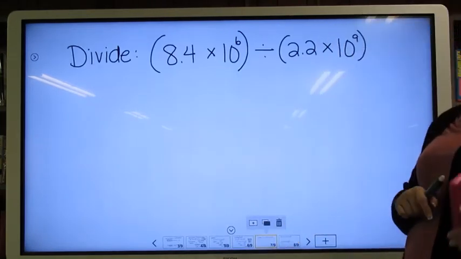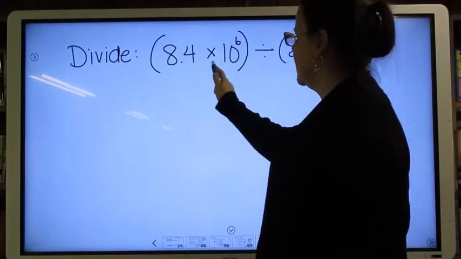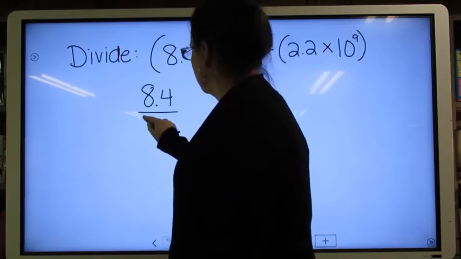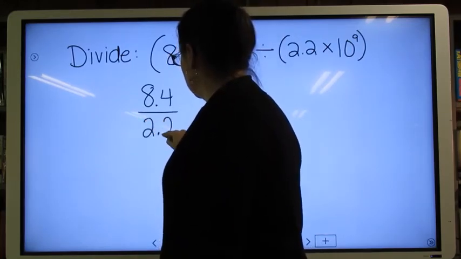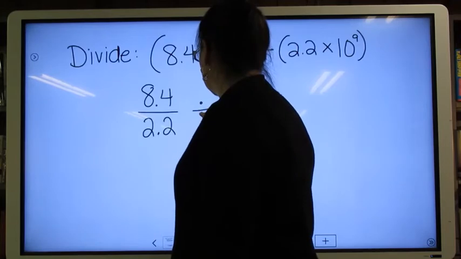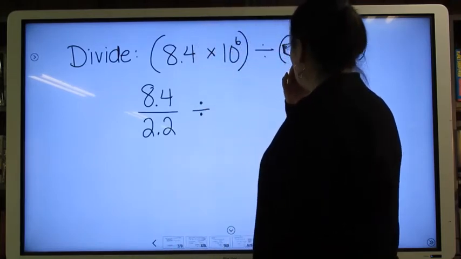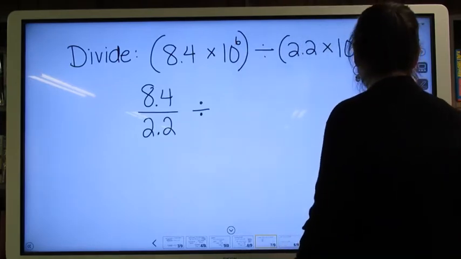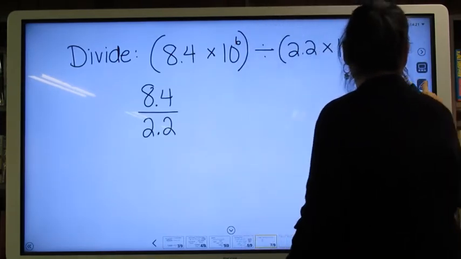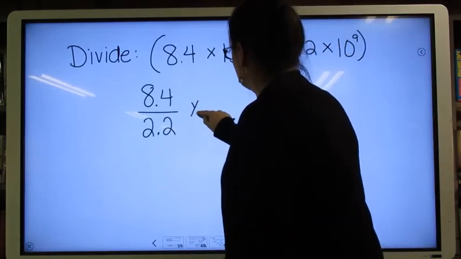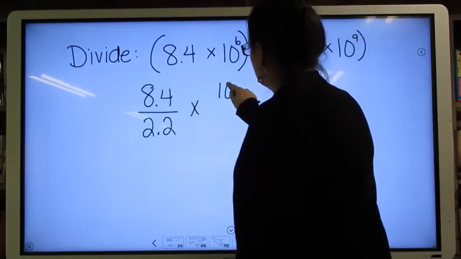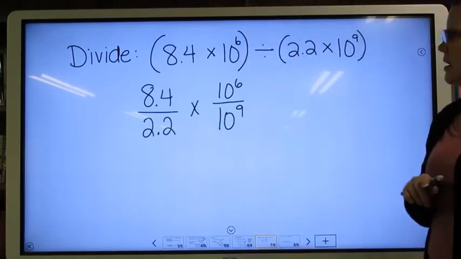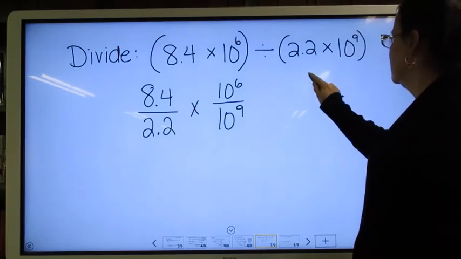The next one is to divide. So you would take the 8 and 4/10, and you would divide it by 2 and 2/10. And you know what, I think we can change this to multiplication, and you could do it that way. Now this is the quotient rule.